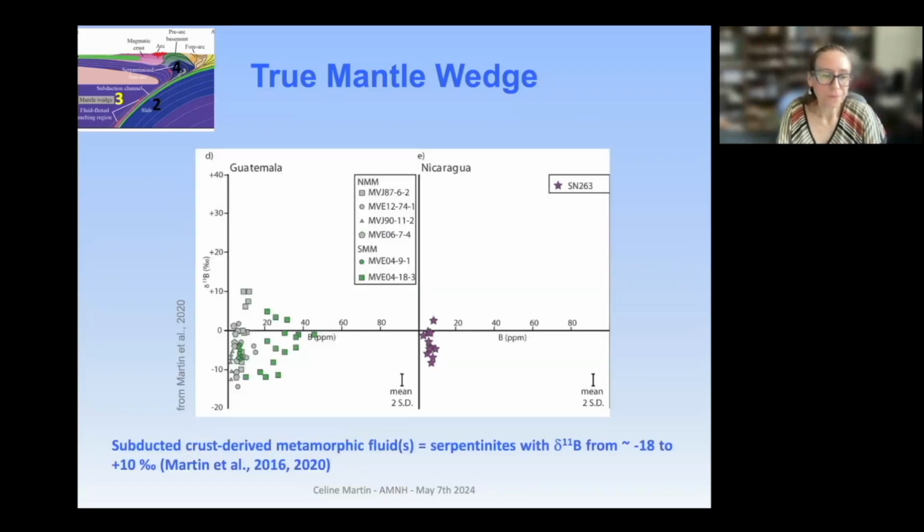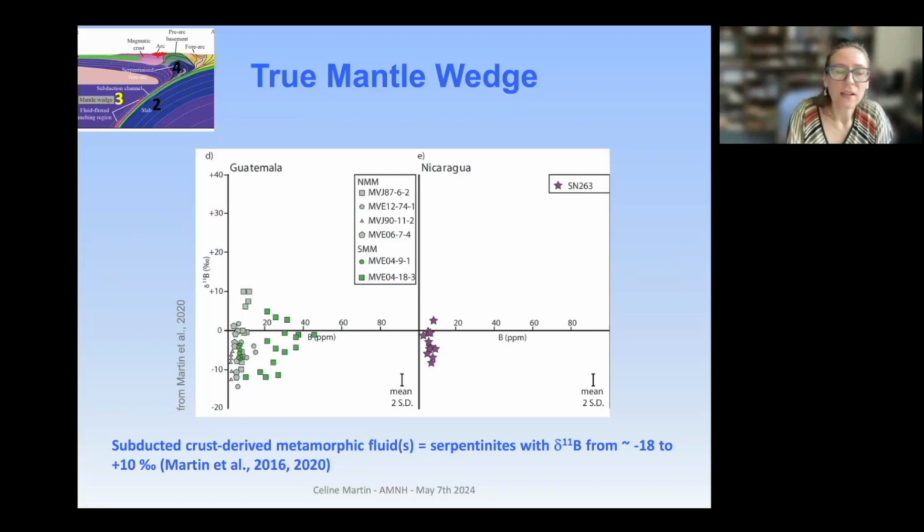And what we saw is that they have very negative values. So it's quite well known that the subducted crust, I would say the top of the slab with metabasalts and metasediments, is getting more and more negative when you go to greater depth, because boron-11 leaves more easily than boron-10. So that's relatively well known, but it has never been really observed or interpreted in serpentinites.